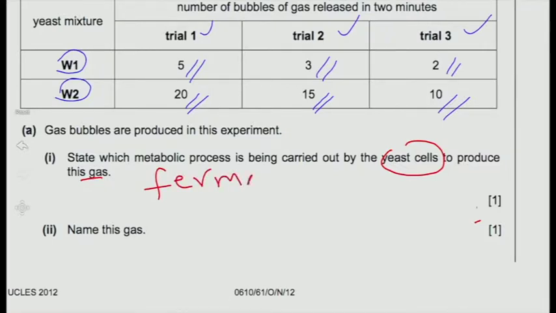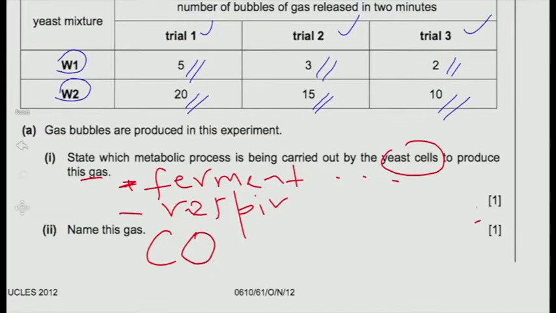We're correct. Fermentation. If we say again the process is respiration, we are also correct. So the processes taking place there are fermentation and respiration, and that's okay. Name this gas produced. We've just said that the gas produced is carbon dioxide, the product of fermentation and the product of respiration.